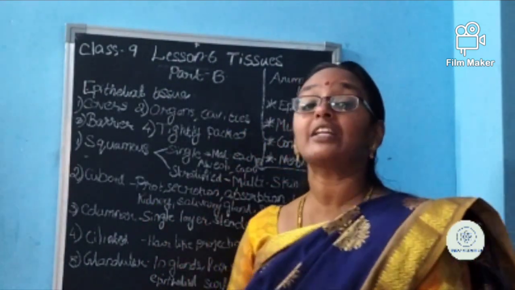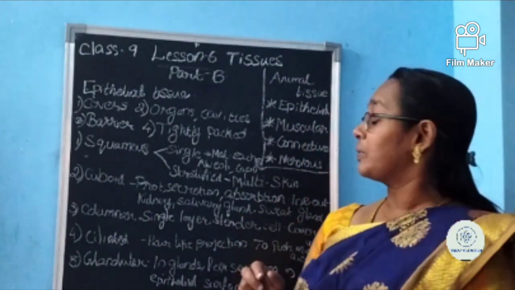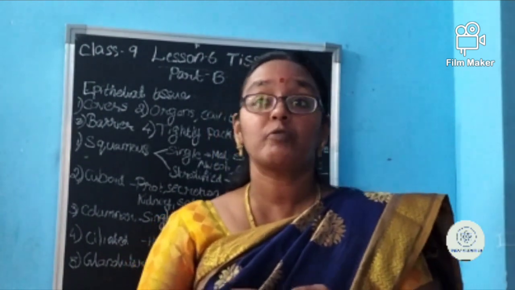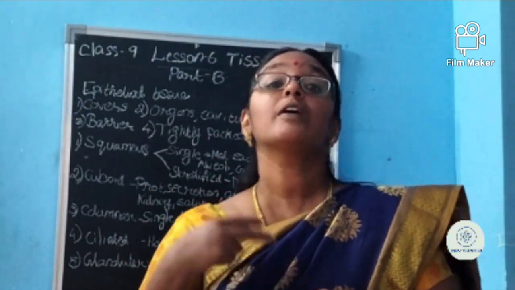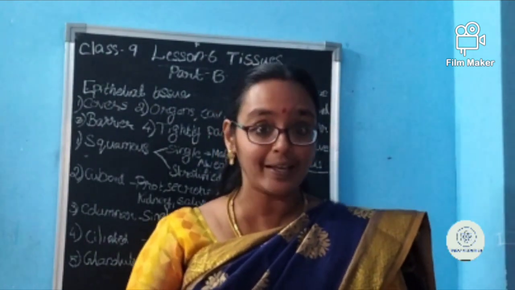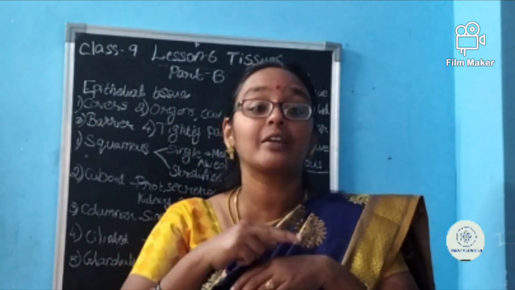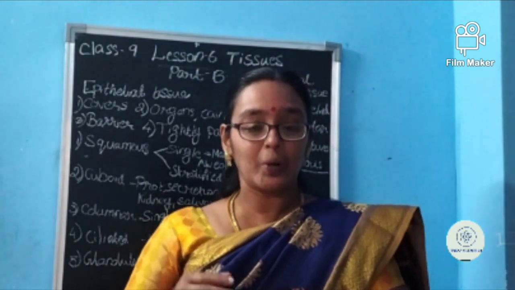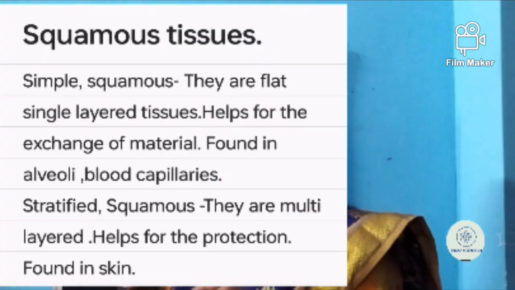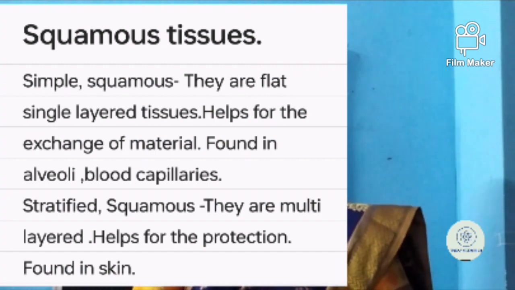Then the second is stratified squamous. Where is it found? It is multi-layered and is found in areas of higher protection, where protection is much more needed. Where is it? Absolutely in our skin, because we are in contact with the surroundings. So the multi-layered stratified squamous tissue can be found in the outer covering of the skin.